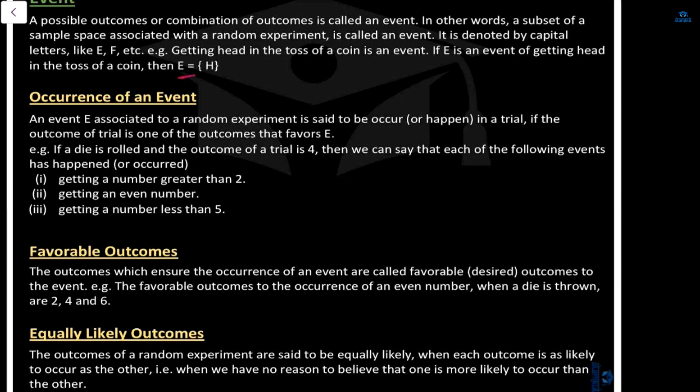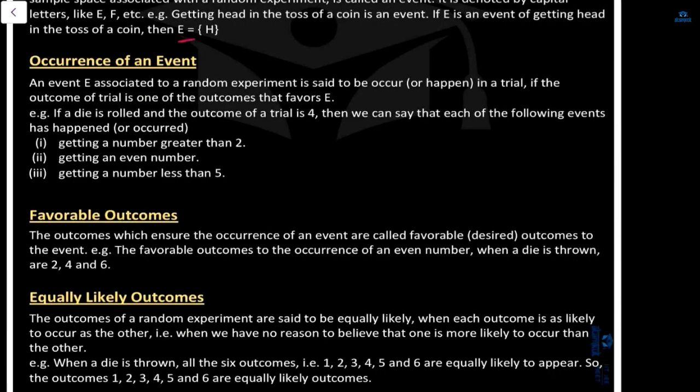Now, occurrence of an event. Occurrence of an event means whether it is going to happen or not. Example: you are rolling a dice, so the sample space is 1, 2, 3, 4, 5, 6. Now the outcome of a trial is 4. Then we can say that each of the following events has happened: a number less than 5, or a number less than 6, has occurred; an even number has occurred; a number greater than 2 has occurred; a number divisible by 4 has occurred. So these are the occurrences of an event.